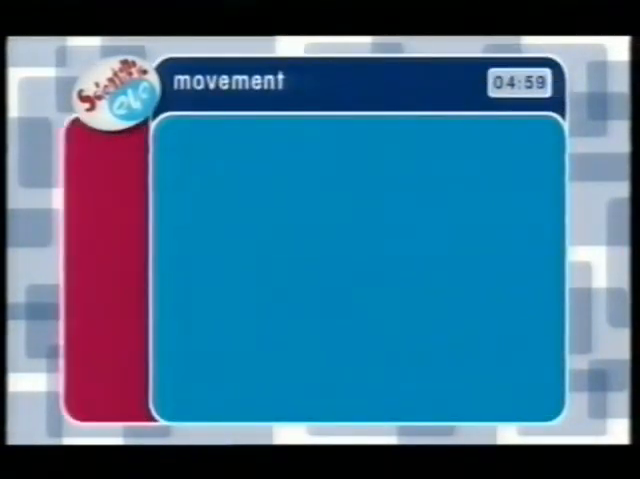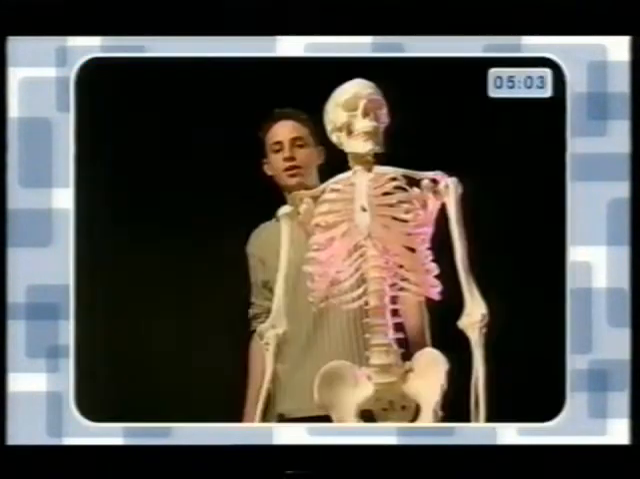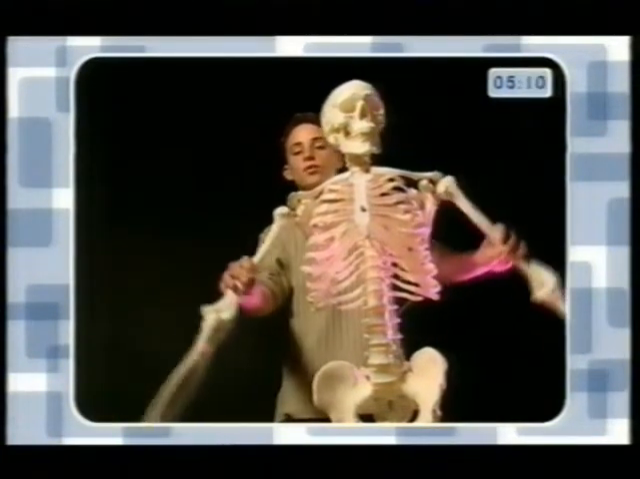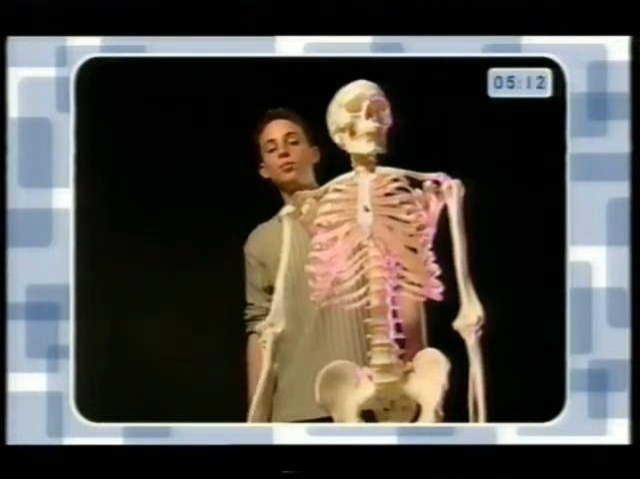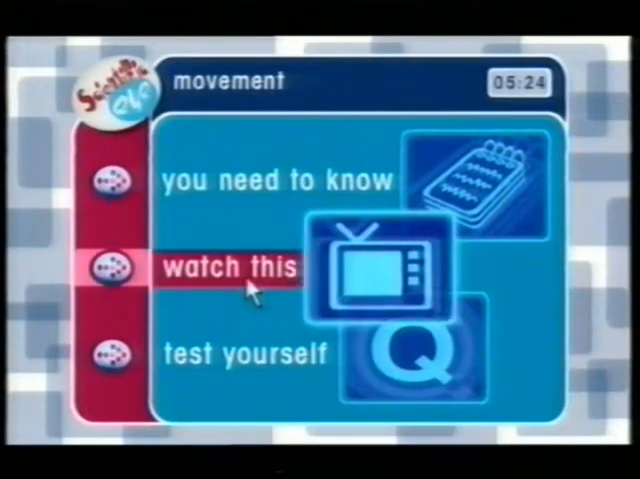This section revises how the human body moves. Here's what you need to know. Your skeleton is a framework of bones that support and protect your body. Bones are also involved in movement, but they don't move on their own, they need muscles. You need to know that muscles make your bones move by pulling them into position, and they nearly always work in pairs, called antagonistic muscle pairs. Watch this.